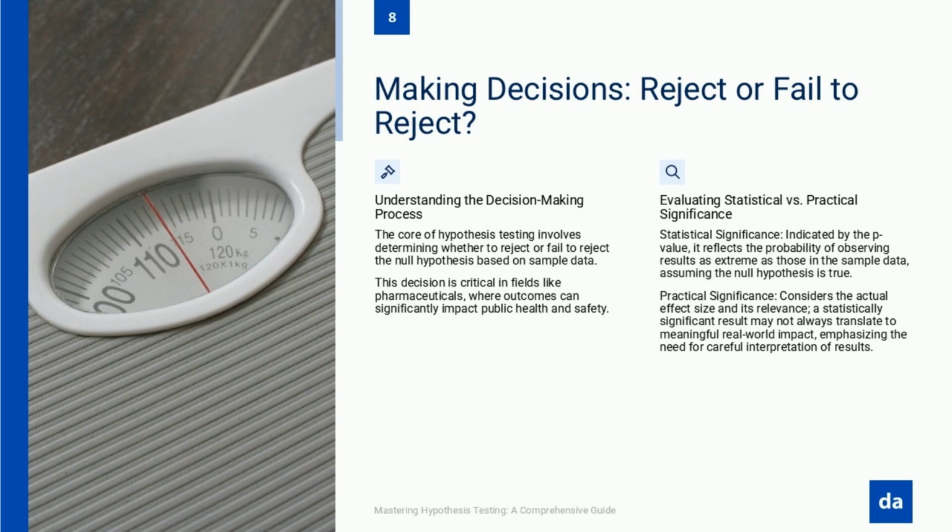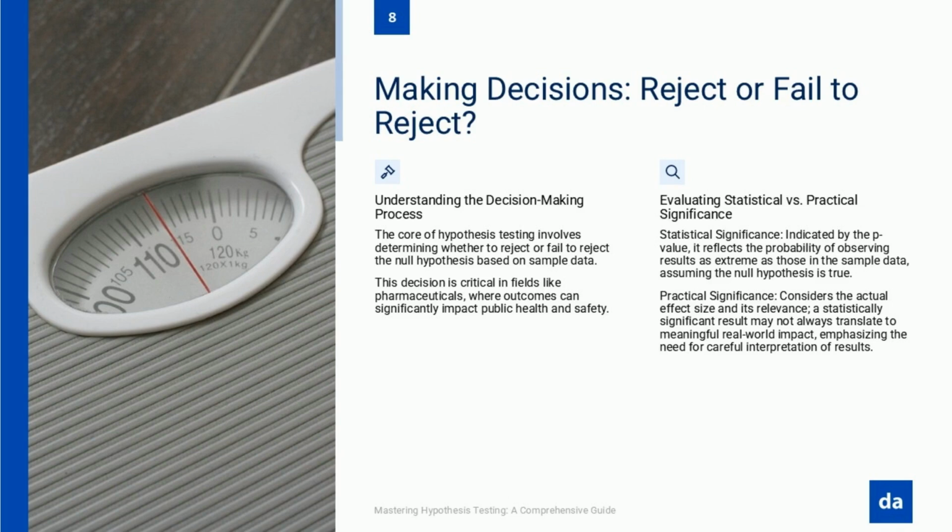For example, in a clinical trial, a new treatment might show a statistically significant improvement over the control group, but if the actual improvement is minimal, such as a 1% increase in recovery rate, the practical significance may be questioned. This emphasizes the need for careful interpretation of results, especially in healthcare settings, where even small differences can have significant implications. In the realm of hypothesis testing, two types of errors can occur: type 1 and type 2 errors.